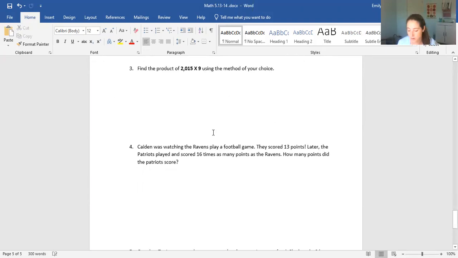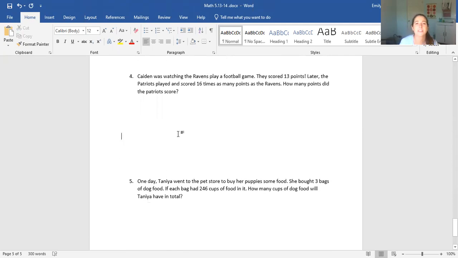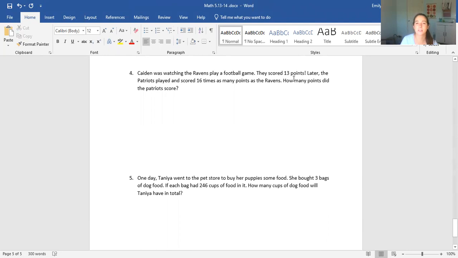All right, let's look at number 4. Caden was watching the Ravens play a football game. They scored 13 points. Later, the Patriots played and scored 16 times as many points as the Ravens. How many points did the Patriots score? All right, I like this problem. I wrote this problem. So we are going to do some marking up. So they scored 13 points. So when they say they, they mean the Ravens scored 13 points. And sometimes I even like to just draw a line to that to show that that's what that number goes with.